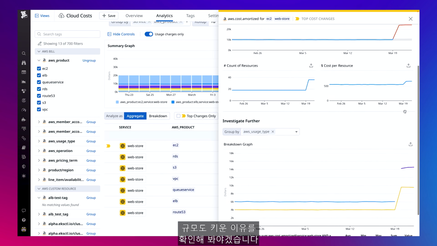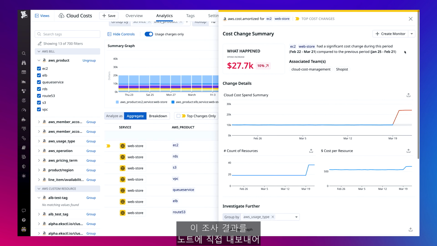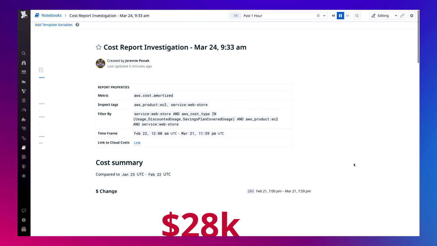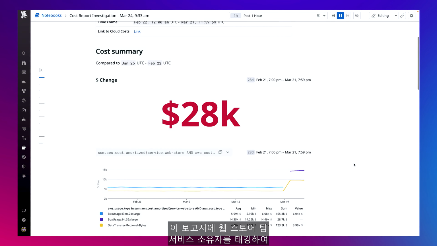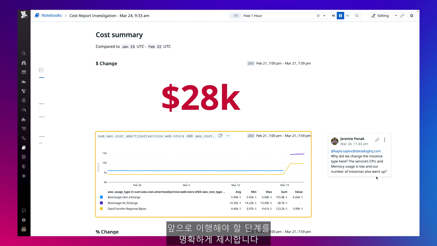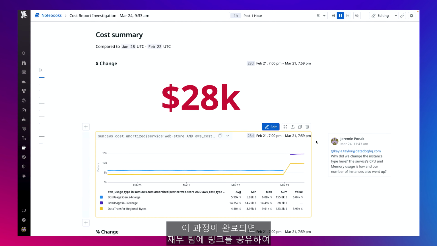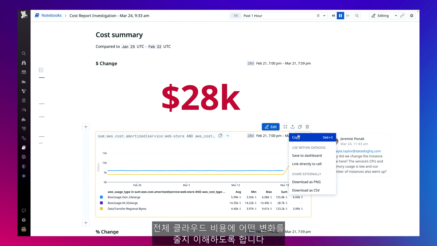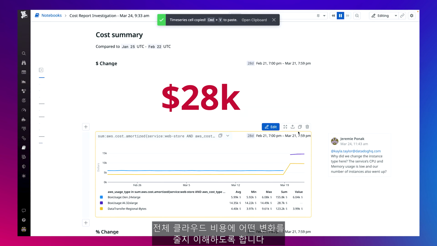I'll directly export these findings into a notebook so that I can quickly close the communication loop. I can tag the web store team's service owner in this report, providing them with a complete context of my investigation and creating a clear set of next steps. Once that's complete, I can share a link to this back to my finance team to help them understand how this change will affect our overall cloud costs in the coming weeks.